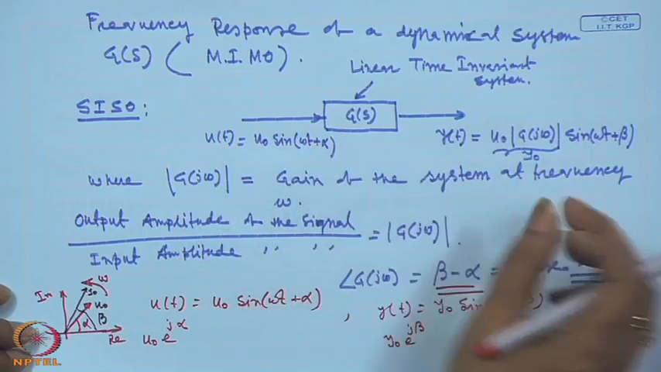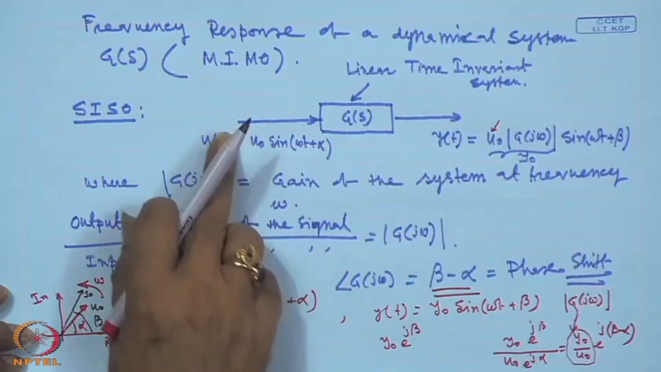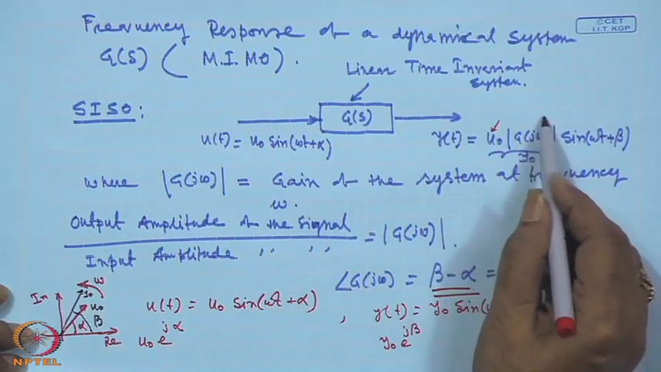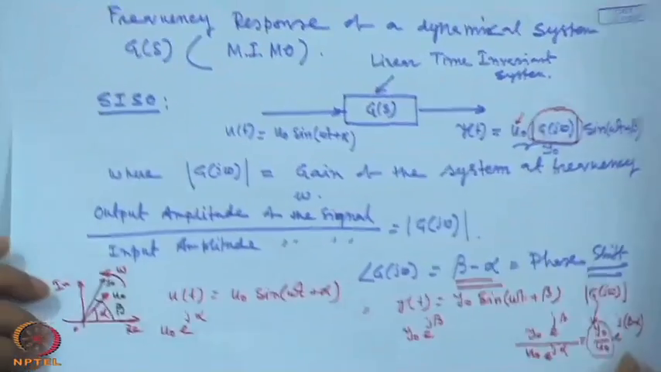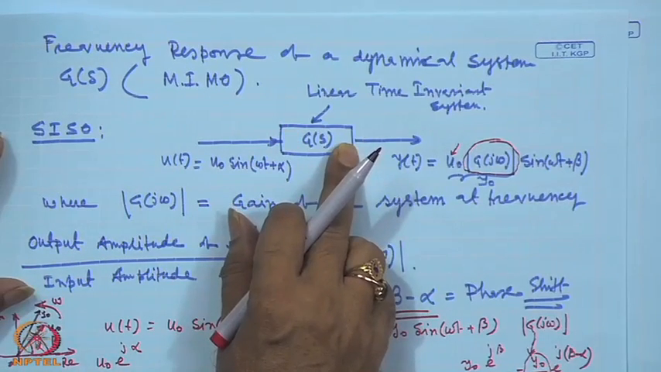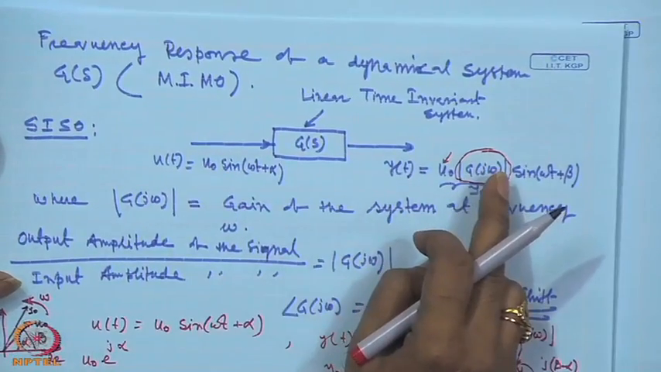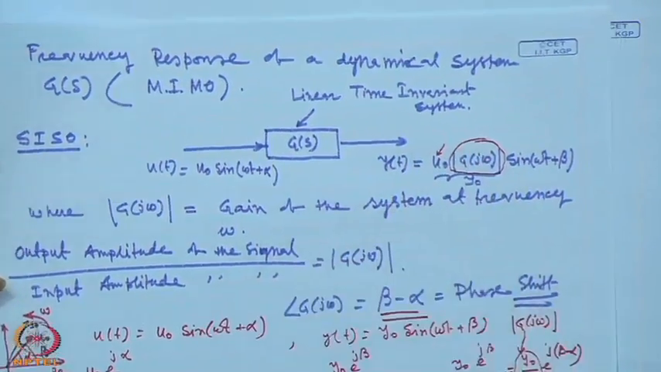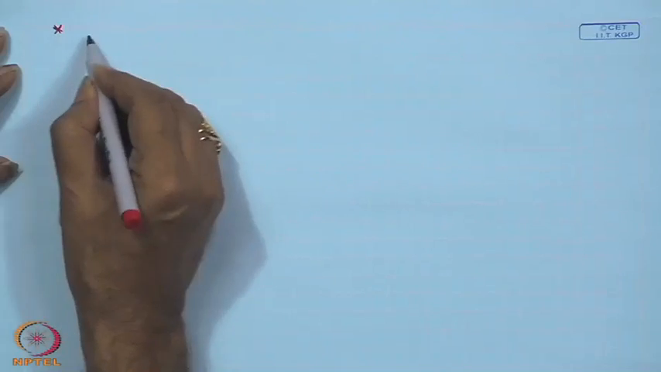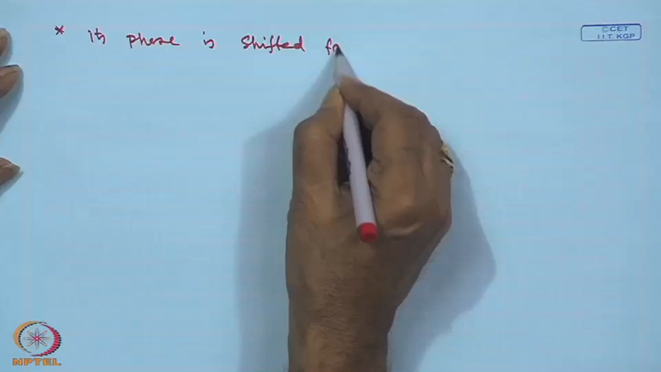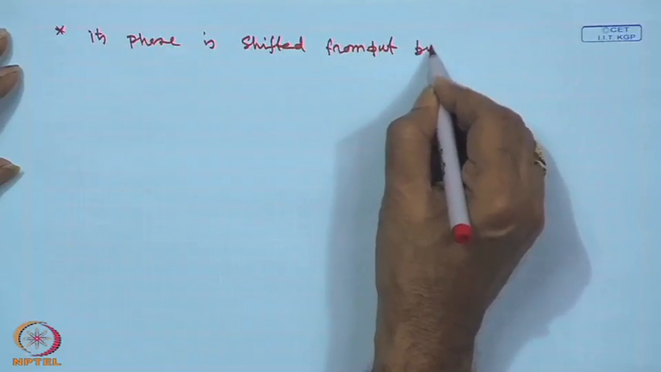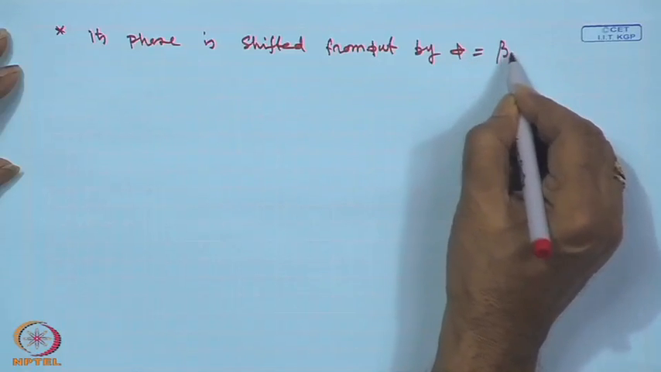This is what it means in a linear system for a single input signal: the input signal is changed by a factor. The input signal u magnitude is changed by this factor, and its phase angle is changed by an angle. So, I can write: when the signal u of t is passed through a system, the input magnitude u 0 is changed by a factor, and its phase is shifted from the input by phi, which is equal to beta minus alpha.